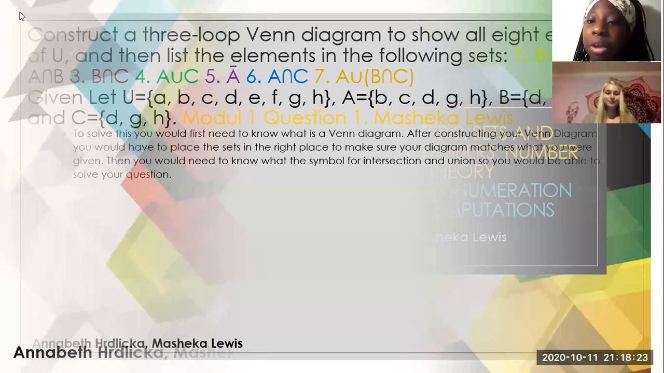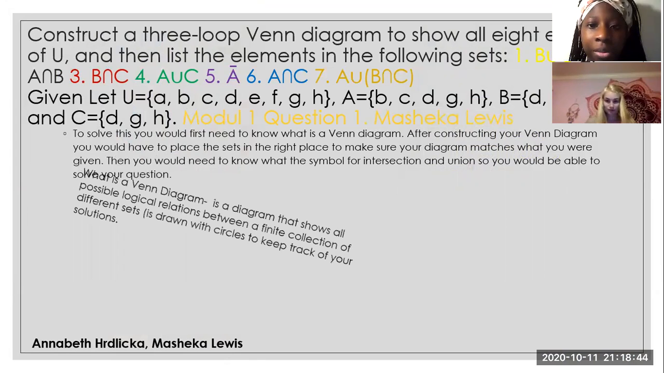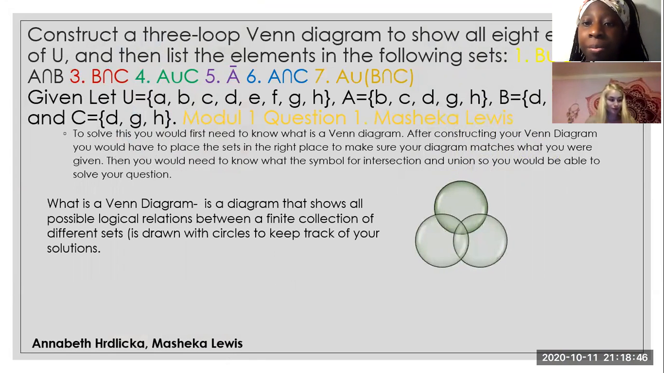Okay. The first question is to construct a 3-loop Venn diagram and show all 8 elements of U. It then lists the elements of the sets, and it shows us what we're solving for, which are these, and then it gives us these. So first, to solve this, we need to know what a 3-loop Venn diagram is. A 3-loop Venn diagram shows all possibilities of a question.